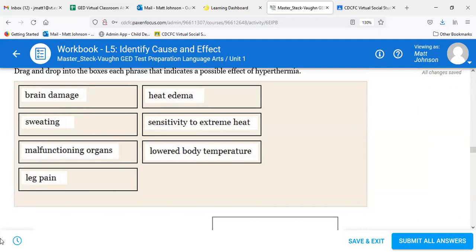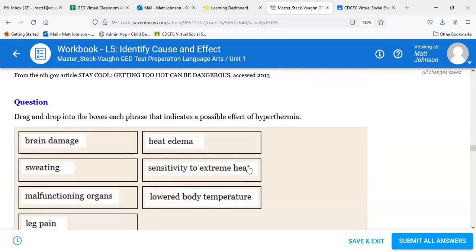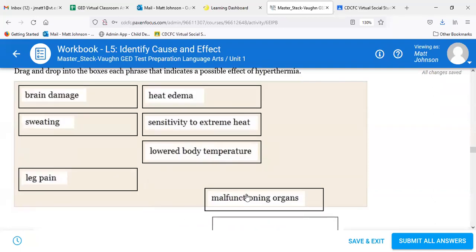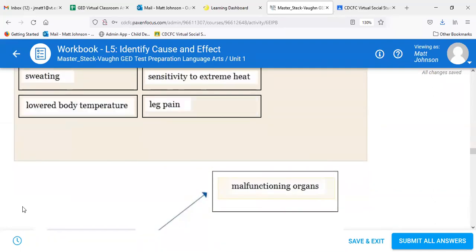No, we're looking for, once you've overheated, that is you're in a state of hyperthermia, right? Like a heat stroke. So what could be some of the effects there? What could you notice in people? Malfunctioning organs. There you go, malfunctioning organs. Now we're on the right track. Okay, what else?